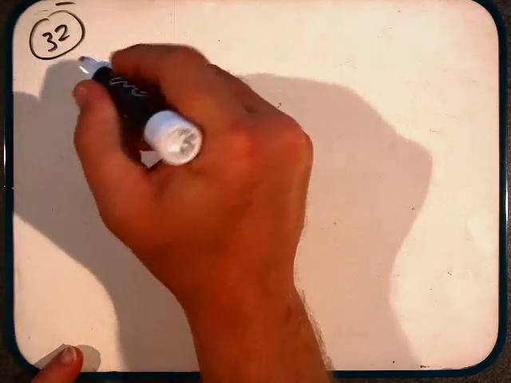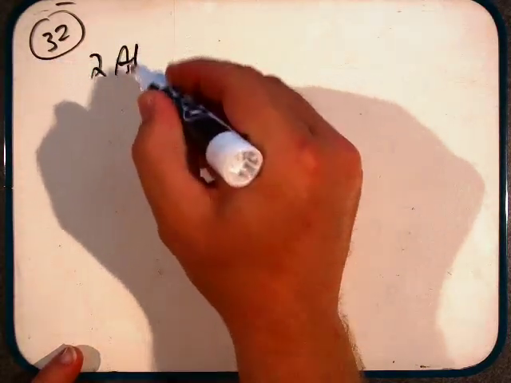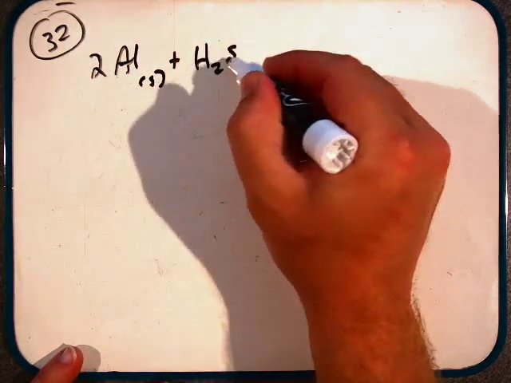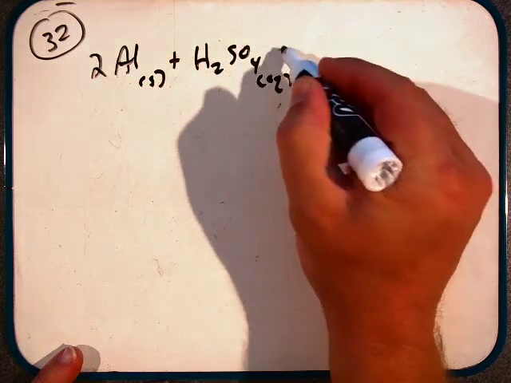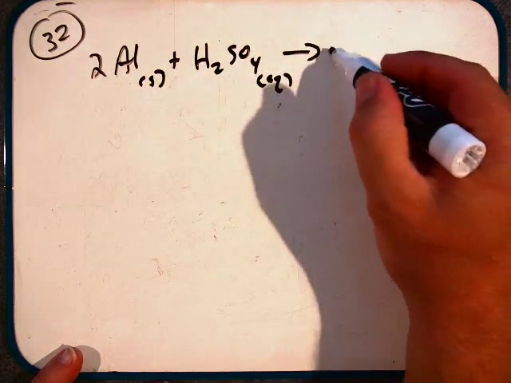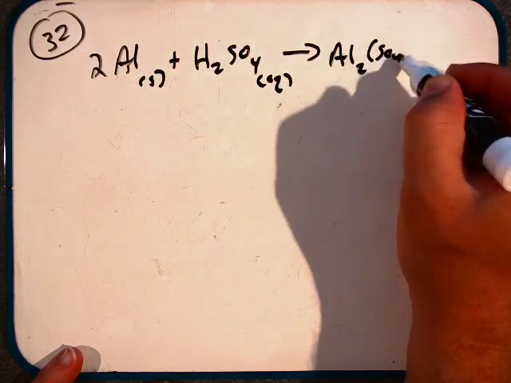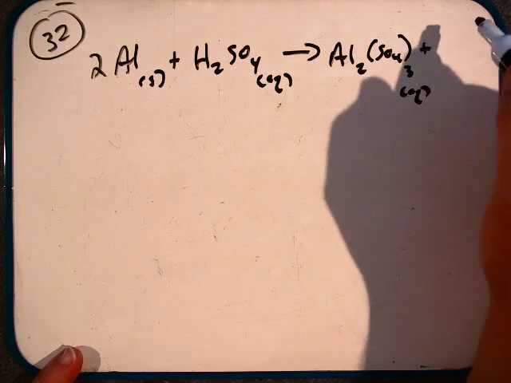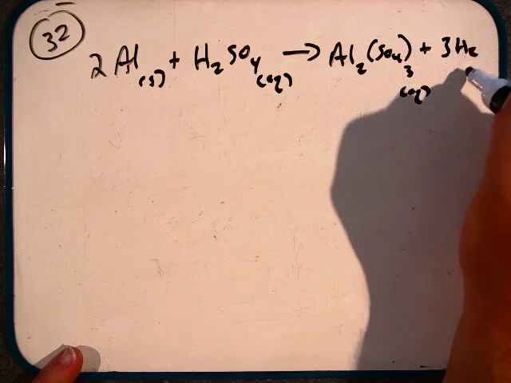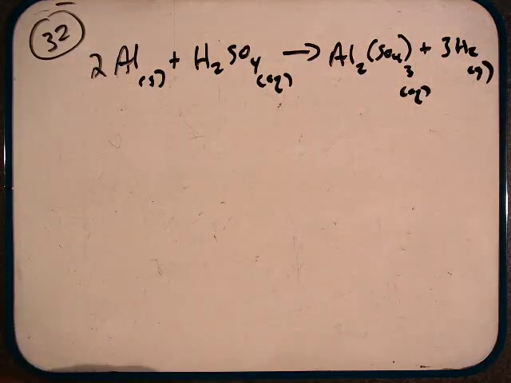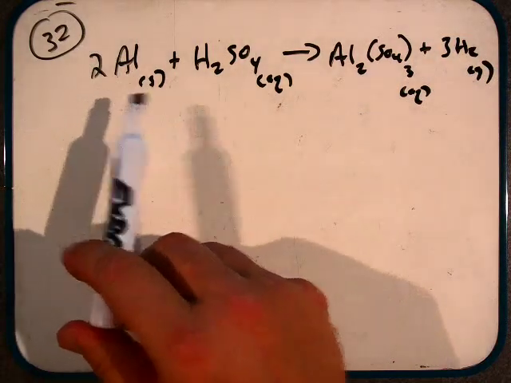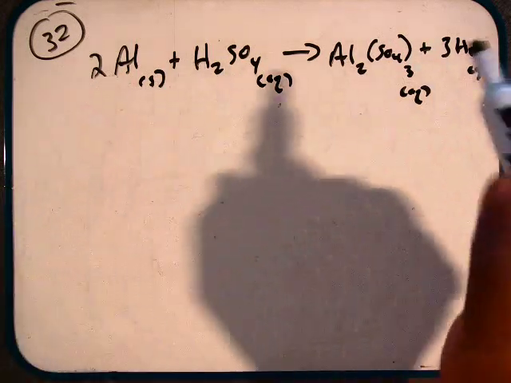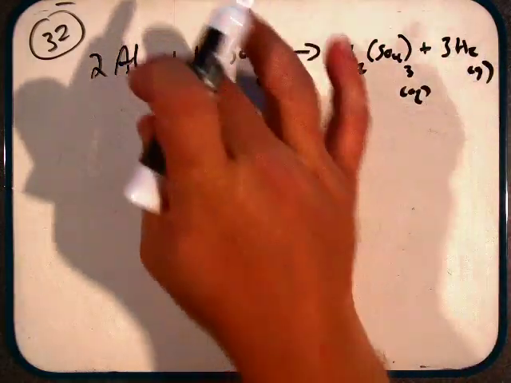And so here's how sulfuric acid dissolves solid aluminum metal according to the question. So there is our chemical equation. We have two aluminums reacting with sulfuric acid to give us aluminum sulfate and hydrogen gas.